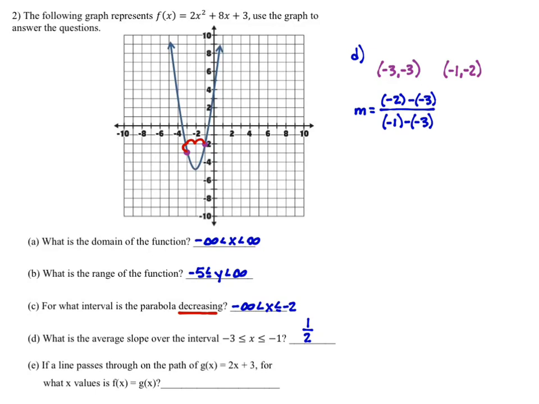Well, negative 2 minus negative 3 is actually negative 2 plus 3, and then negative 1 plus 3 on the bottom. Negative 2 plus 3 is 1, and negative 1 plus 3 is 2. So you can see the slope that way as well, but the bottom line is the slope is 1/2.